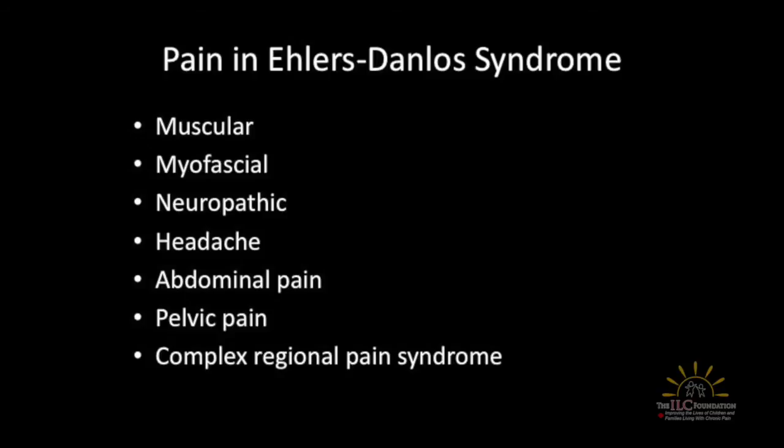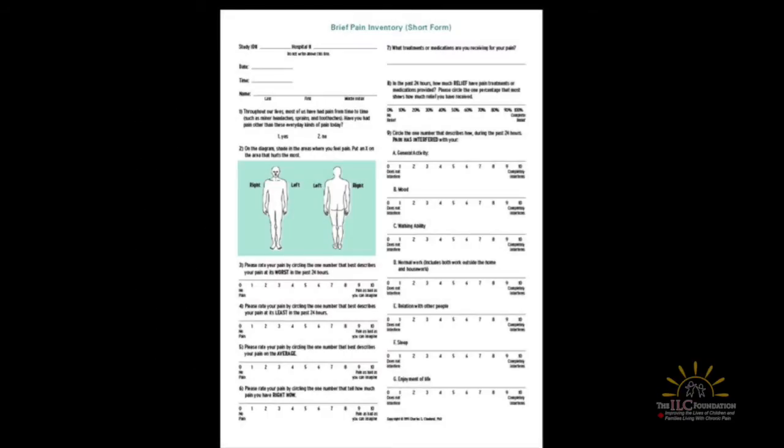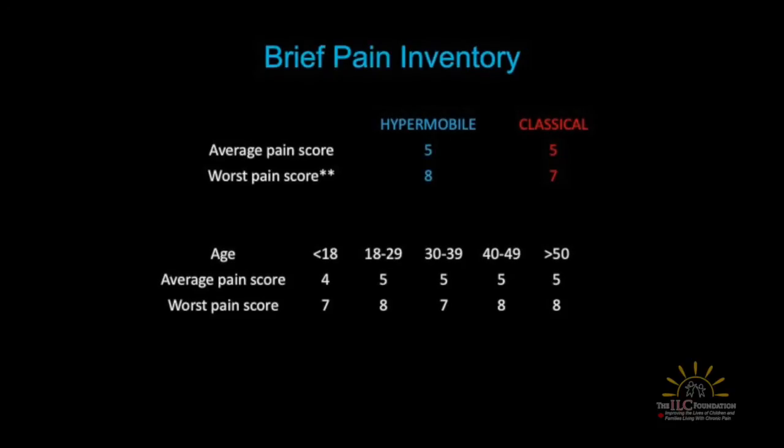In the clinic at Greater Baltimore Medical Center, which is now the Ehlers-Danlos National Foundation Center for Clinical Care and Research, we use the brief pain inventory to document each patient's experience with pain, and this is the form that they fill out every time they come to the clinic. They rate their pain on a scale from 0 to 10, with 10 being the most severe pain a person can imagine. I'm sure many of you have had experience with this questionnaire.